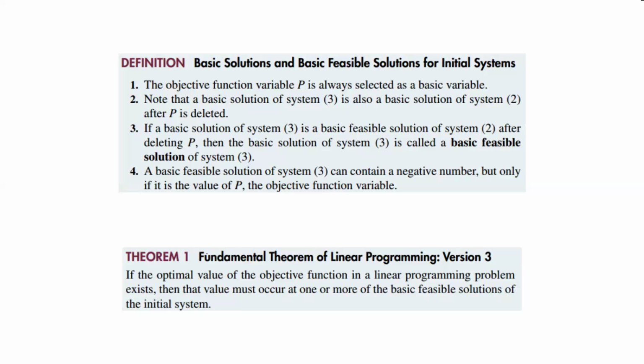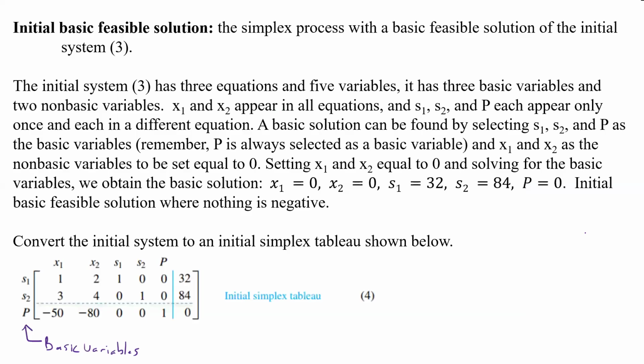Now here we're on to version 3 of the fundamental theorem of linear programming, and it says if the optimal value of the objective function in a linear programming problem exists, then that value must occur at one or more of the basic feasible solutions of the initial system. Okay, so that's kind of a key there.